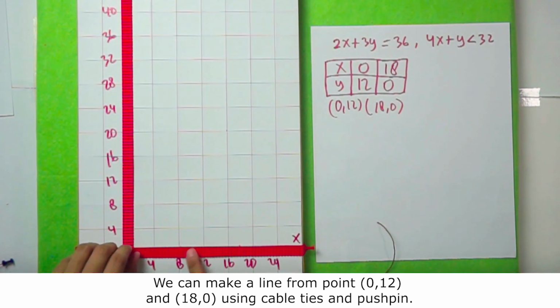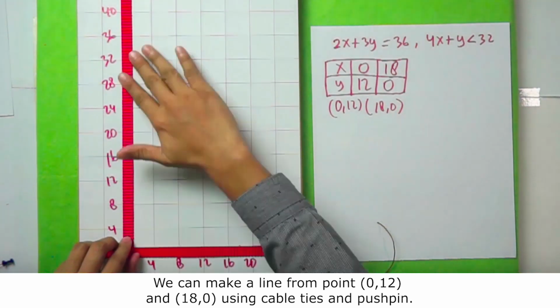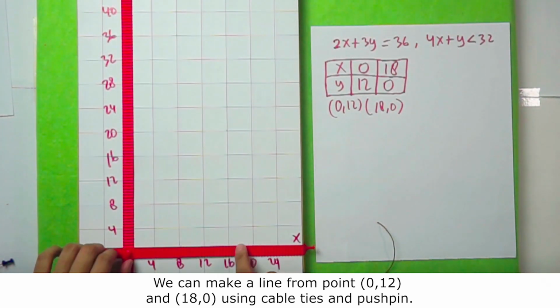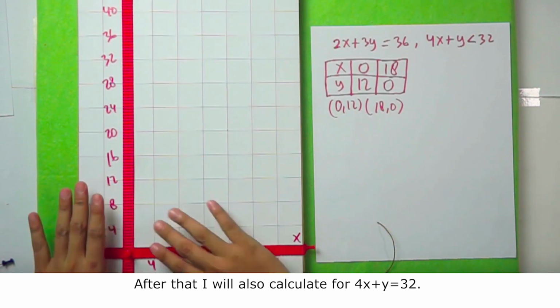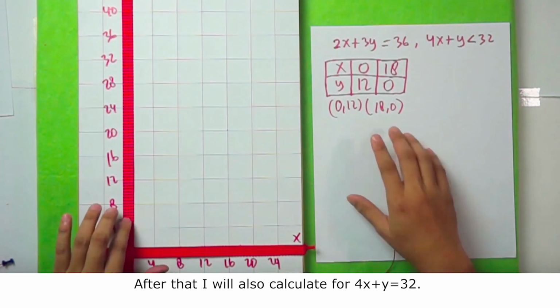We can make a line from point 0, 12 and 18, 0 using rubber bands and push pins. After that, I will also calculate for 4x plus y equals 32.